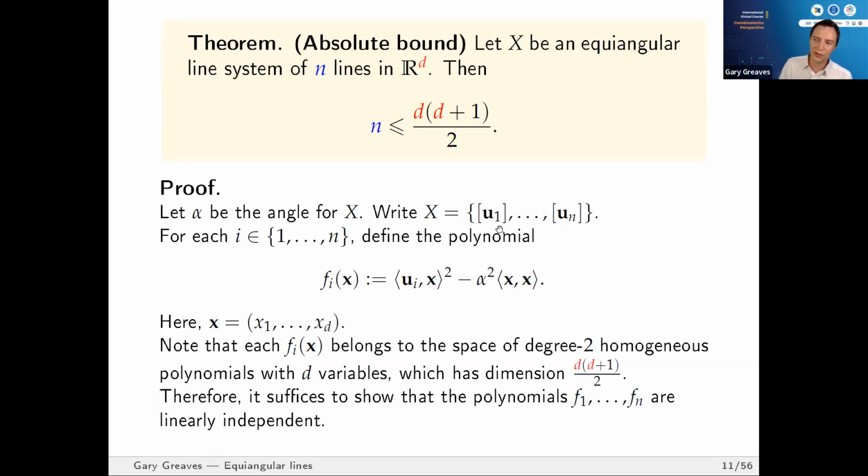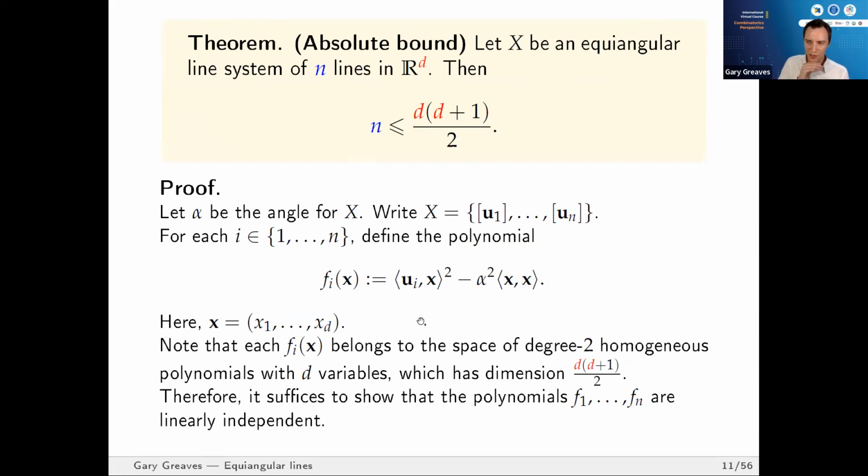Remember that each of these spanning vectors ui lives in R to the d. So they have d coordinates. You take the inner product with this vector x that has d coordinates, d variables, and you square that thing, and then minus alpha squared times, and then this inner product here is just x1 squared plus x2 squared all the way up to xd squared.